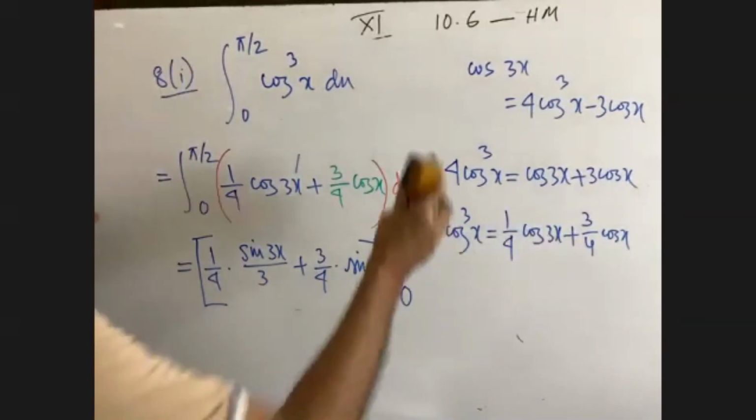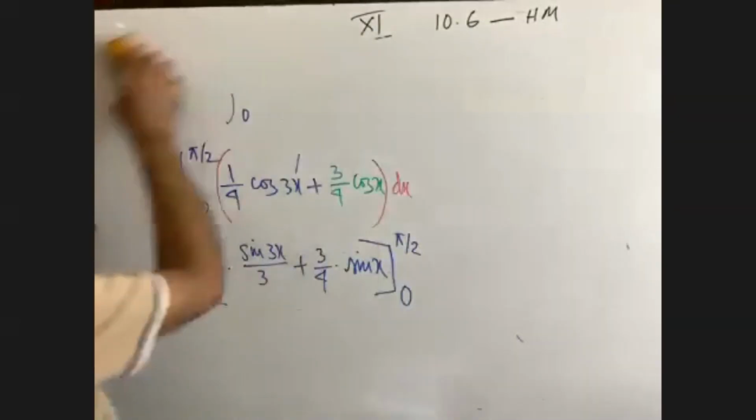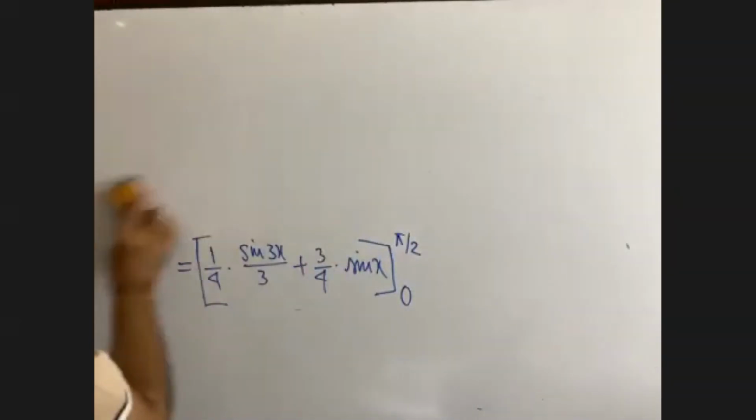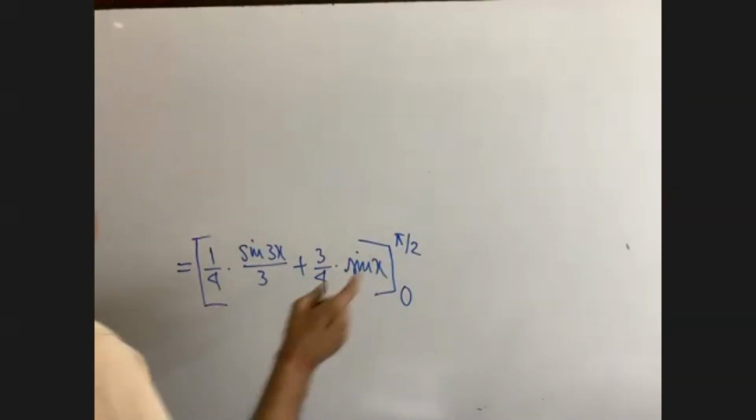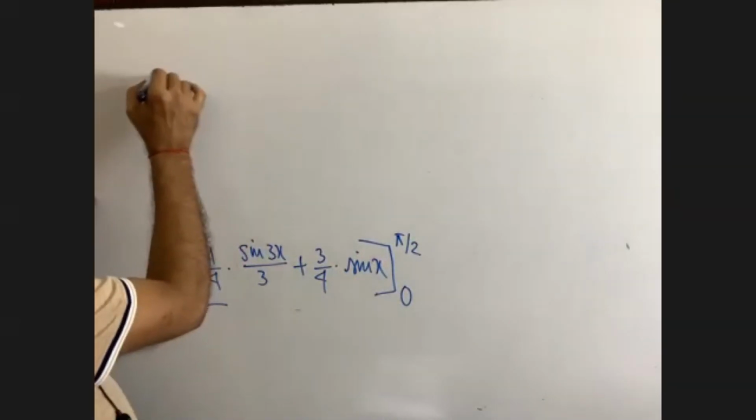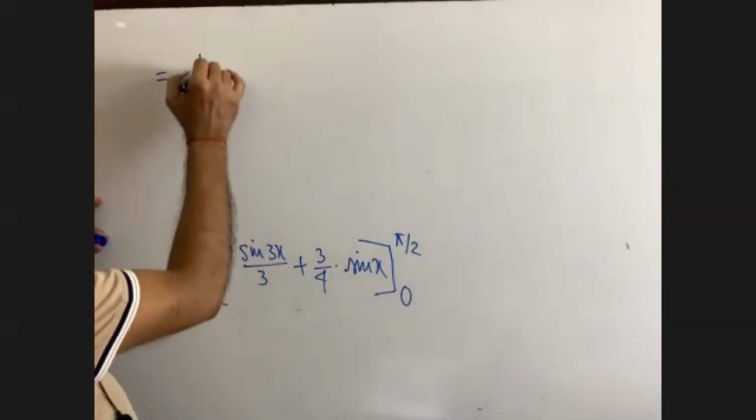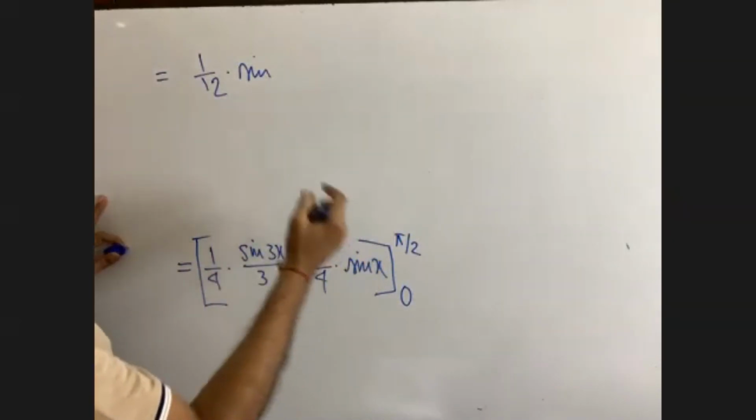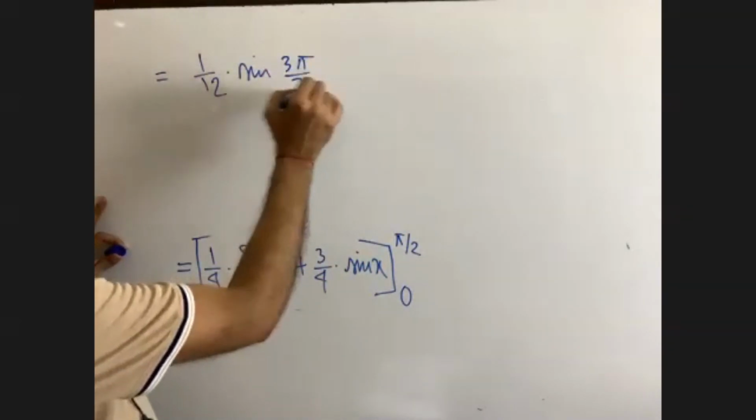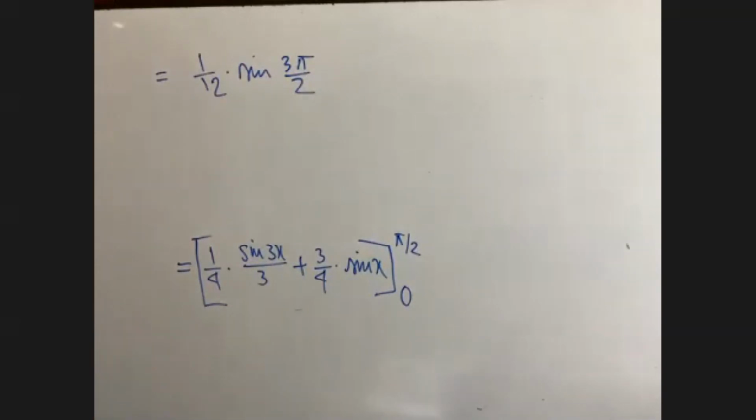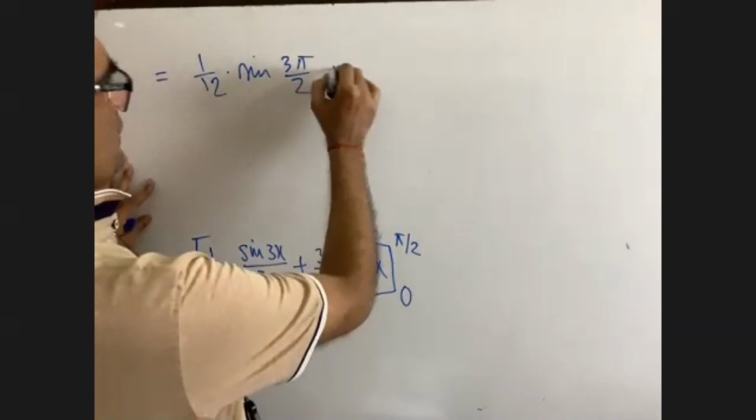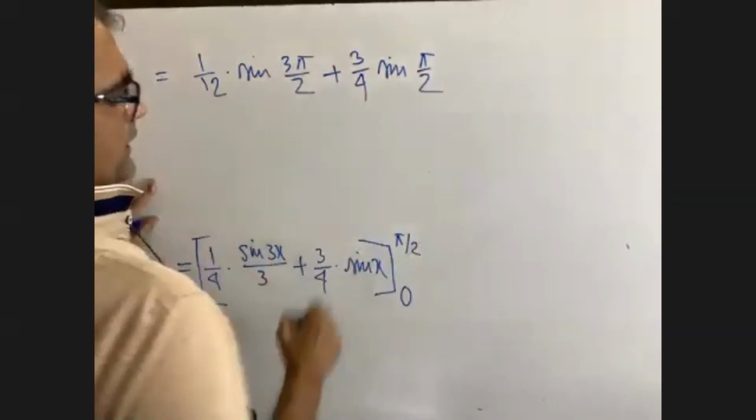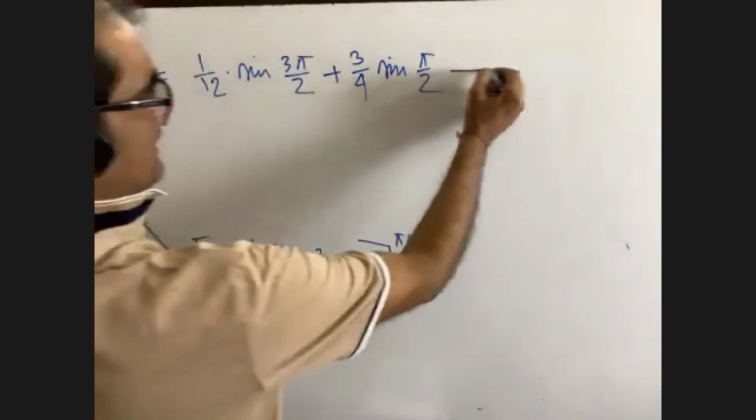Is it okay? Now you put the value x equals to pi by 2. That means we are getting here 1 by 12 sine 3x, that is 3 into pi by 2, that is 3 pi by 2, that is 270 degree, plus 3 by 4 sine pi by 2. And this is 0, so everything will be 0, minus 0.